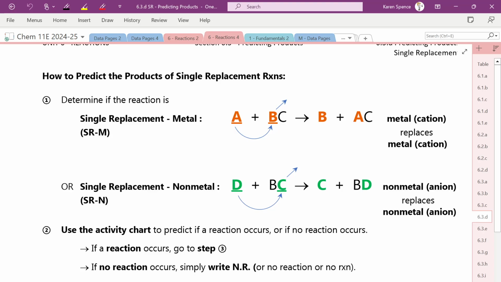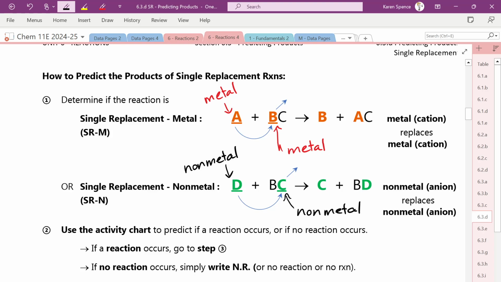So single replacement, you have to keep in mind that if your lone element is a metal, it will replace the metal. Okay? And if your lone element is the non-metal, it will replace the non-metal. Unless, of course, you have hydrogen. Hydrogen will also replace a metal.